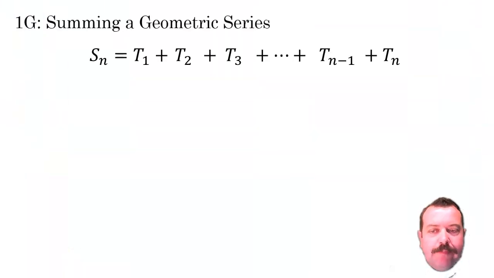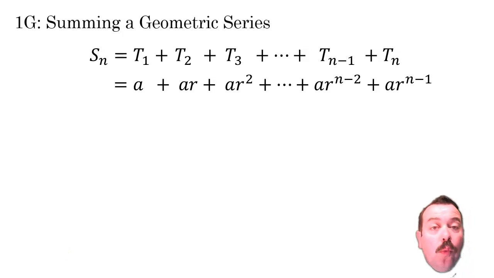So let's have a look here. Consider this sum to n terms of a GP. So we've got term 1 plus term 2 plus term 3 and so on to term n minus 1 and term n, which would also be a plus ar plus ar squared and so on, till we get to ar to the n minus 2 and ar to the n minus 1, which is, you might remember, our expression for the nth term of a GP.